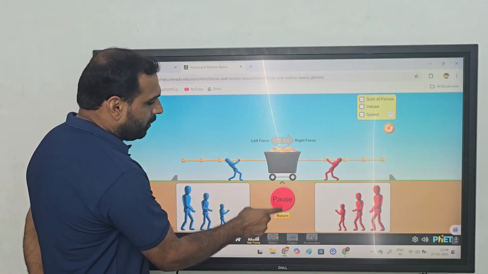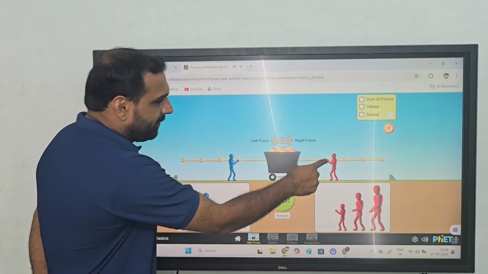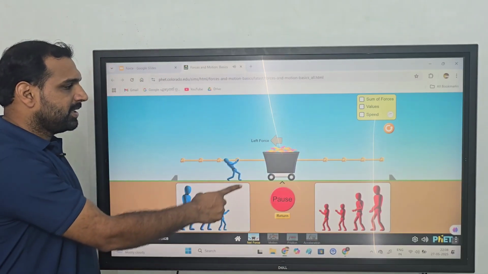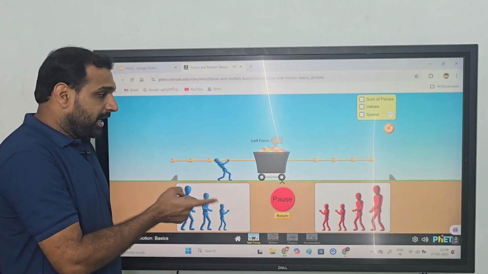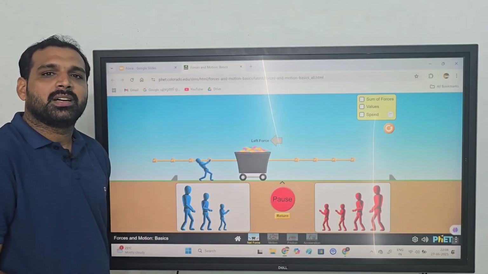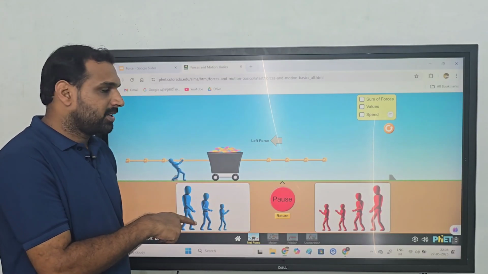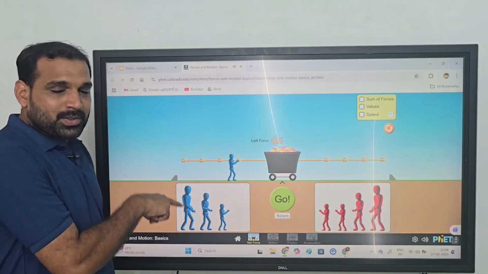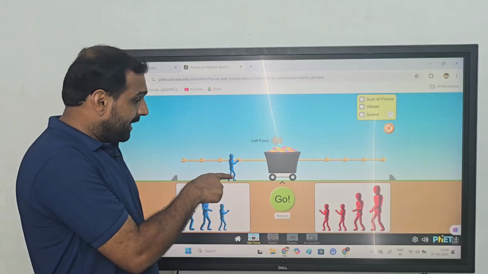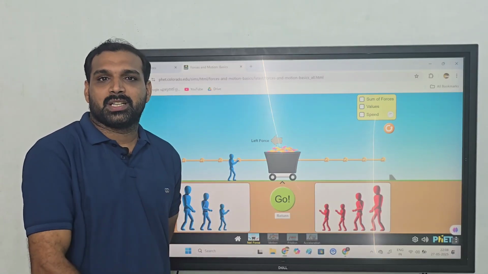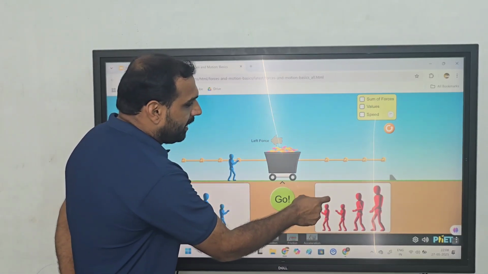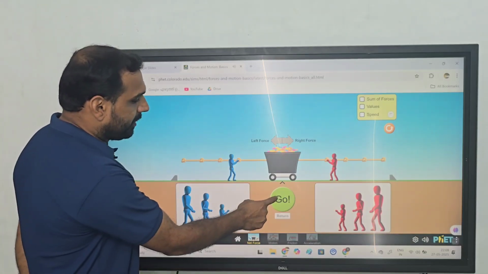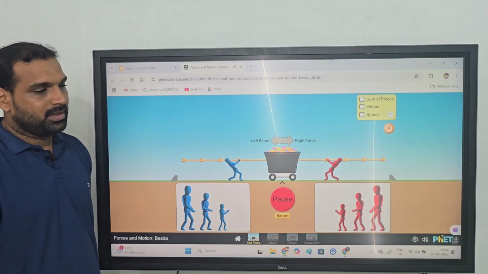Now I'll return. And if I place this man over here and ask him to pull, you can see that the cart is moving towards the left. And now this particular force is called unbalanced force, right? As you have seen, an unbalanced force can move objects, and balanced force cannot move objects. You can see here it cannot move, right?